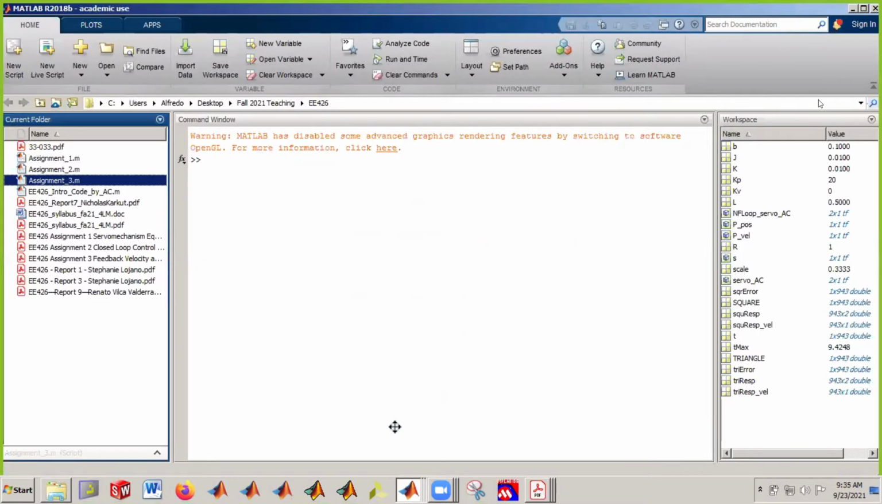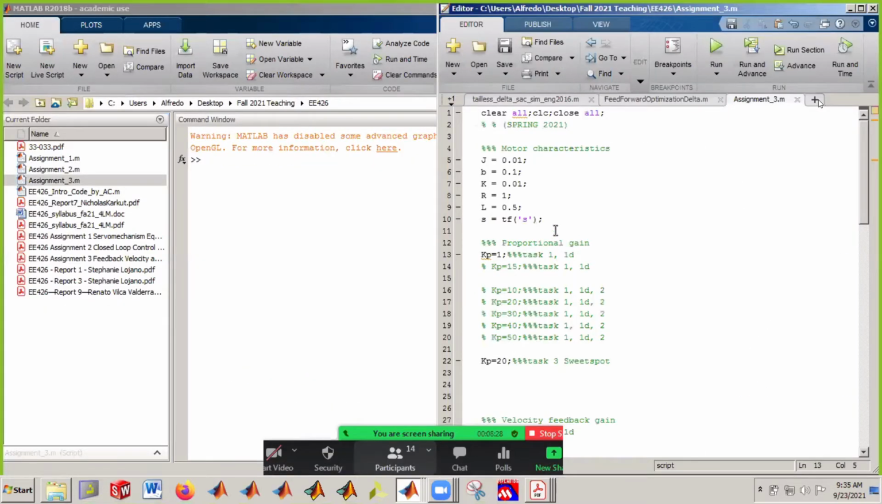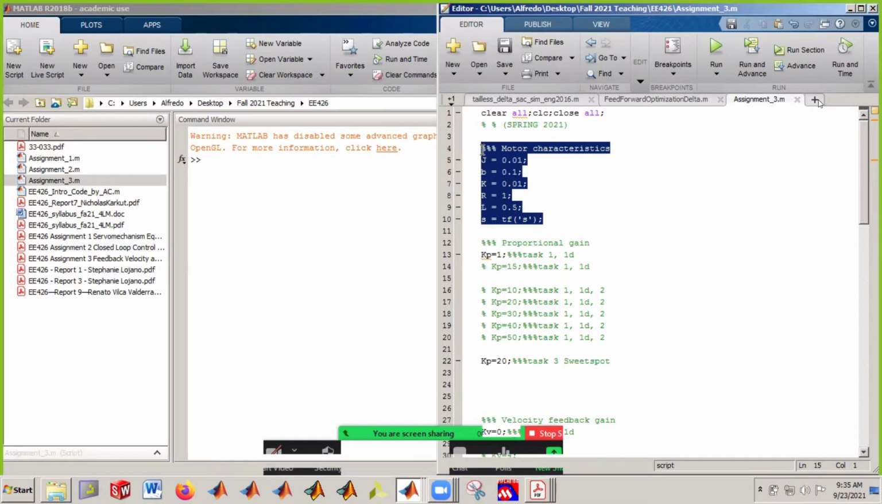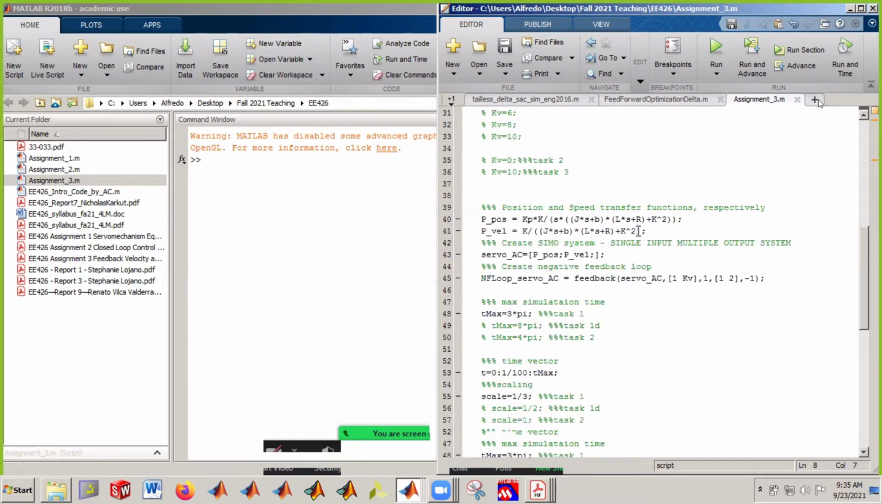Here's the MATLAB. This is the same thing, the motor characteristics. These are the same things I used for the previous assignments. Below here, I have the transfer functions, the position and the velocity transfer function. This is the first time we're going to actually use the velocity transfer function. Before, we only used the position.